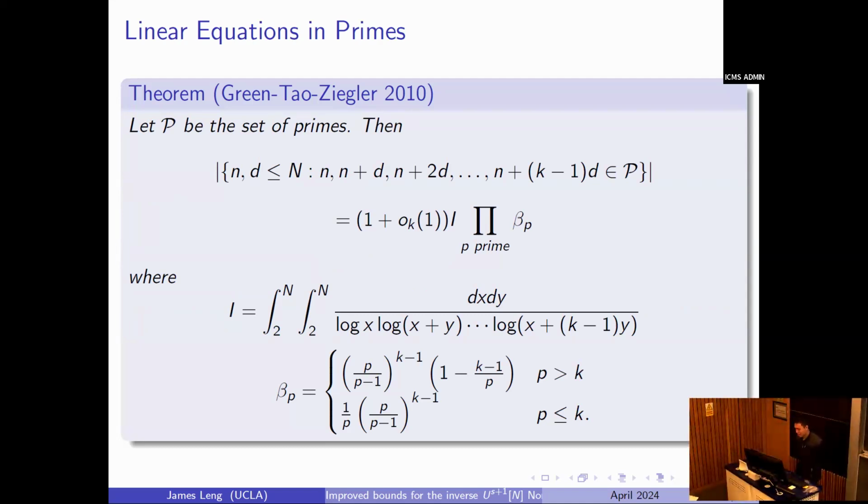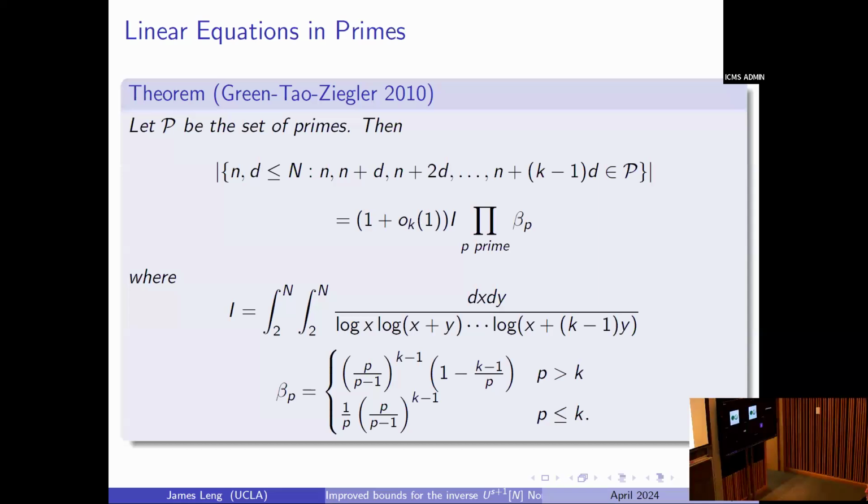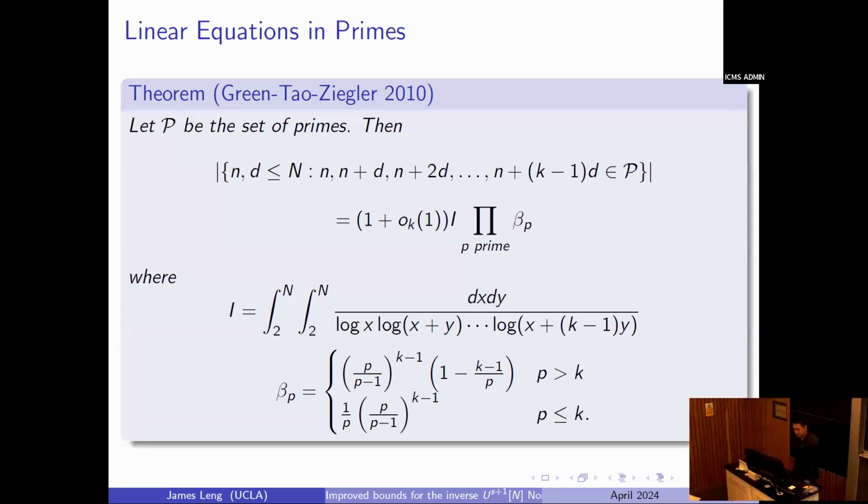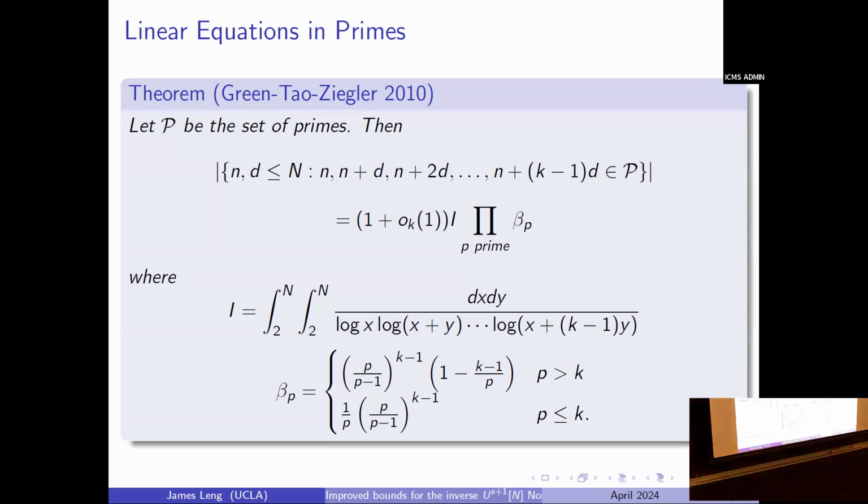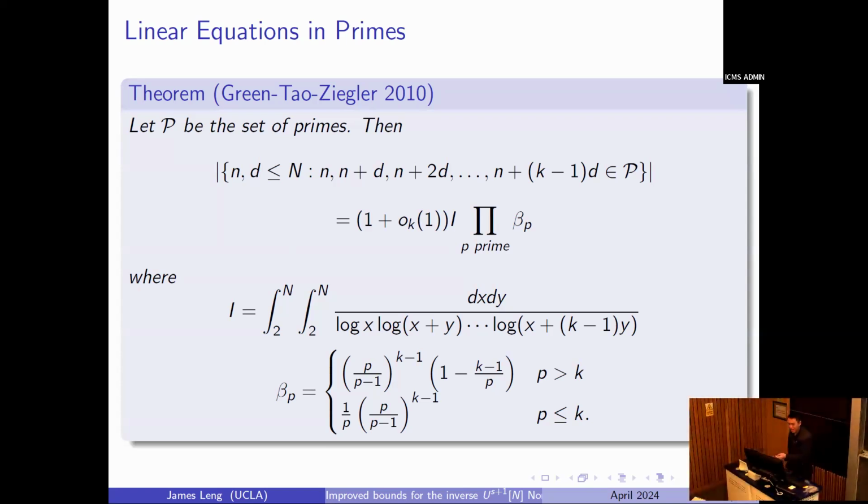It states that the number of arithmetic progressions in primes, it isn't exact asymptotic. Exact asymptotic is on the slide, and this integral I, you could think of that as roughly n squared over log of n to the k.